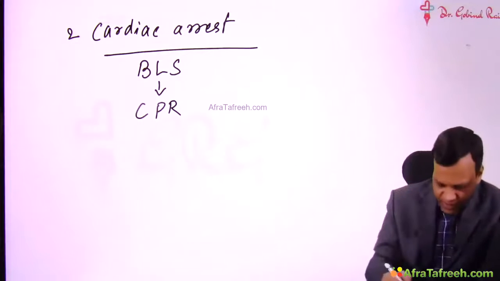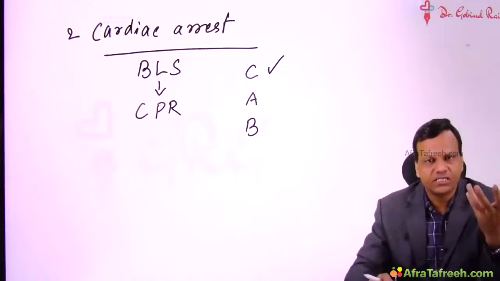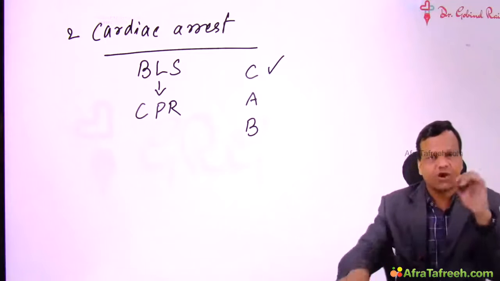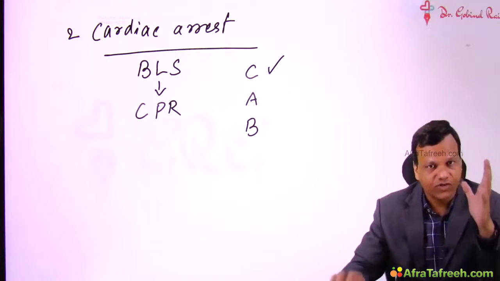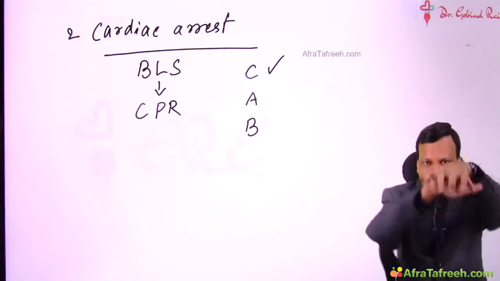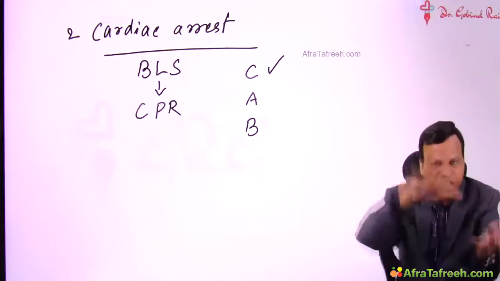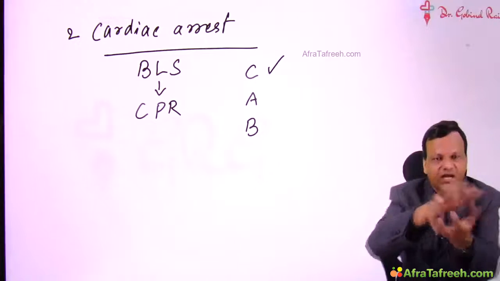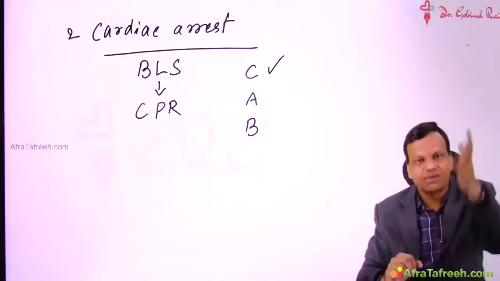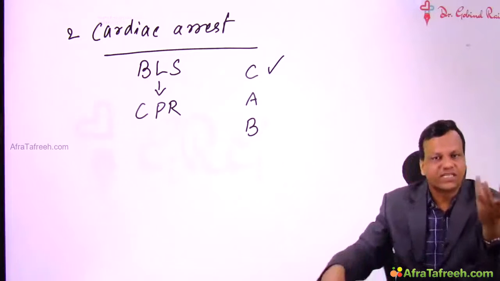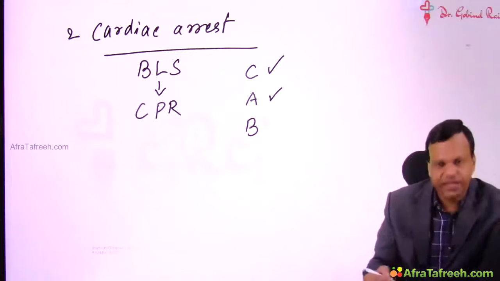The sequence of events is CAB. C means chest compressions. First we will give chest compressions because the heart is not contracting. From outside we will press the heart through the ribs and compress the heart against the vertebra so that the heart can be squeezed and the blood can go out. Clear? So chest compressions.